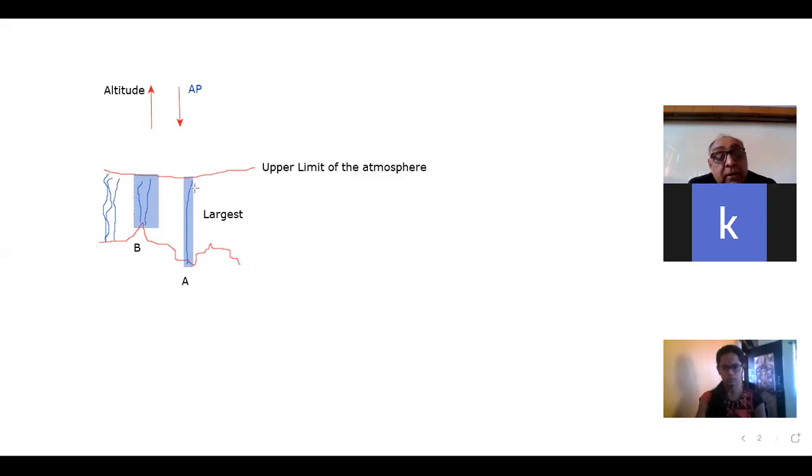So now what is there? When the length of the column of air decreases, obviously the weight of air per square centimeter area will also decrease. If the weight decreases, then atmospheric pressure decreases. So this proves that atmospheric pressure decreases with increase in height. Is it clear to all?